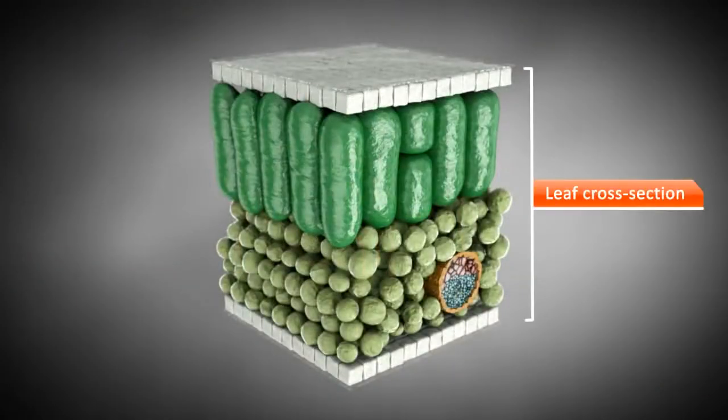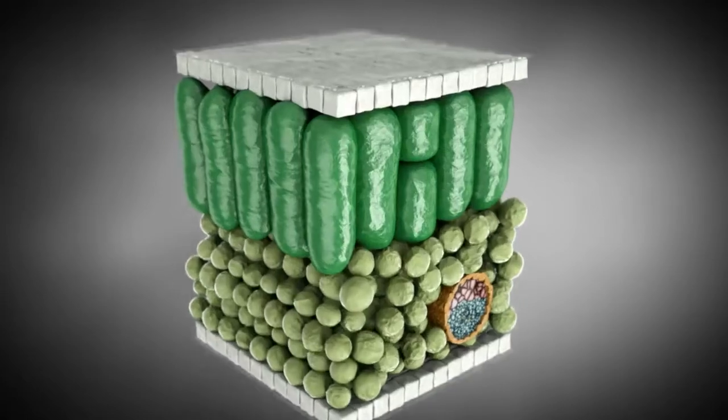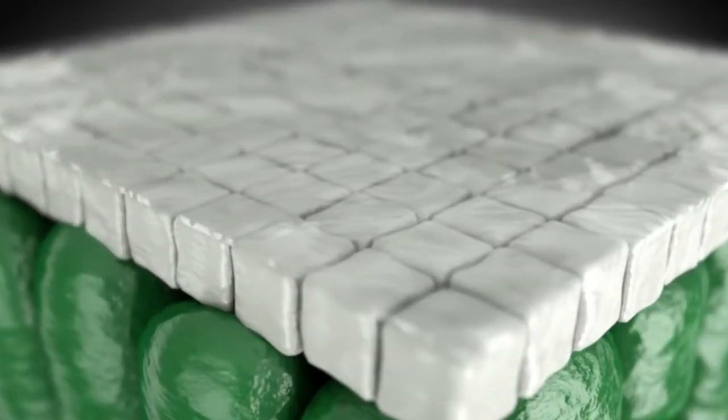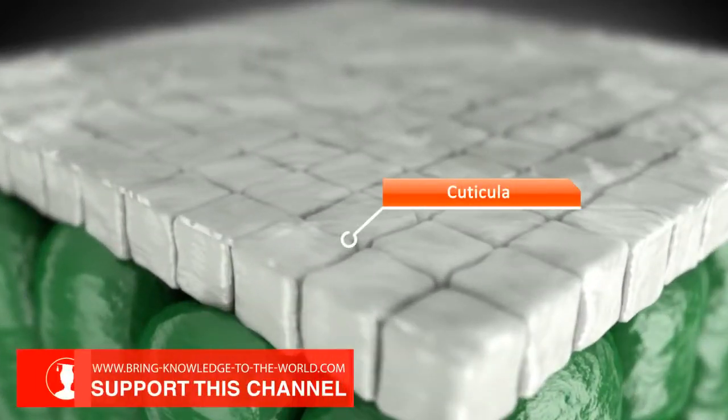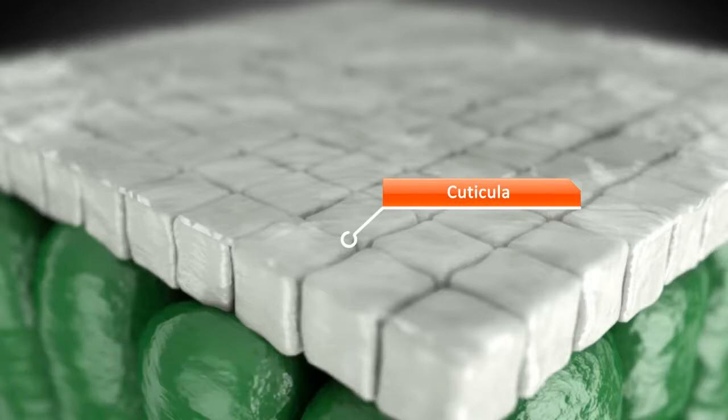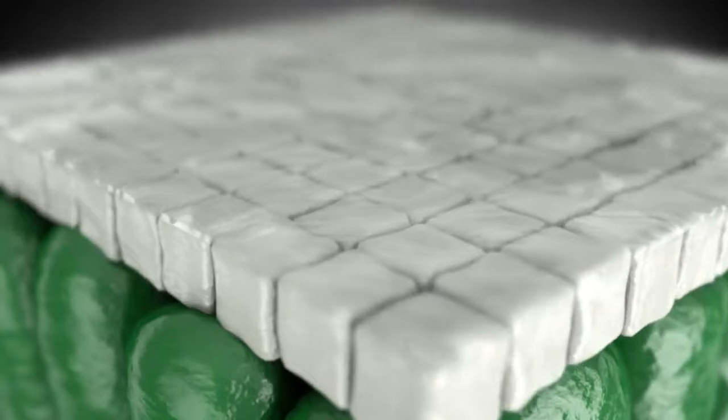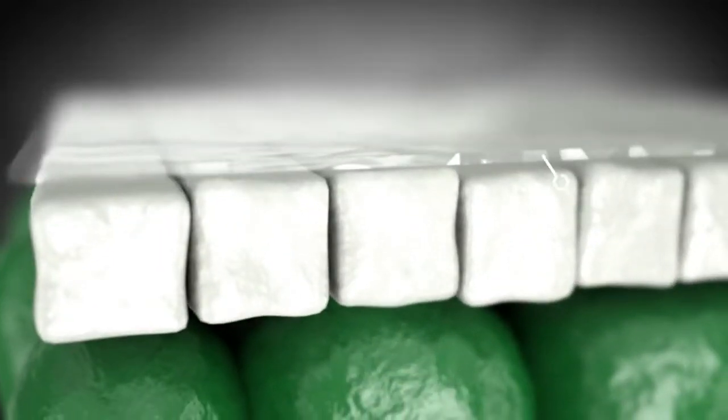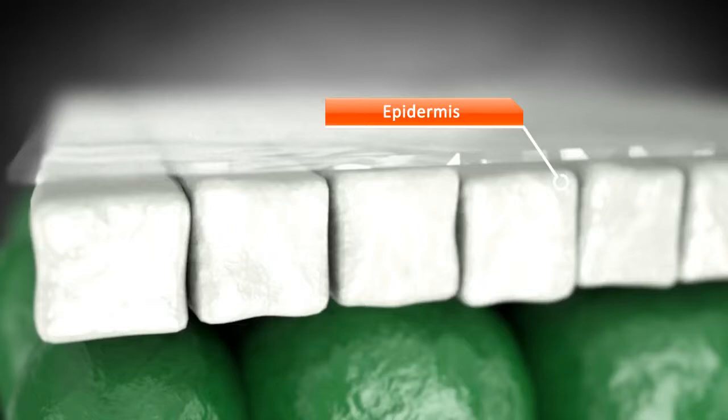First, let's find out what a leaf looks like. On top, we can see a thin layer of wax called cuticula. It minimizes water loss and increases the stability and resistance of the epidermis. The main task of the epidermis is the protection of the leaf cells. Cuticula and epidermis can be found on both sides of the leaf.